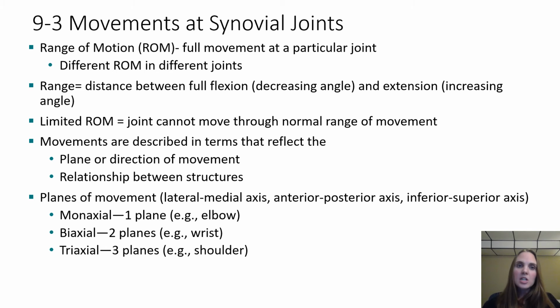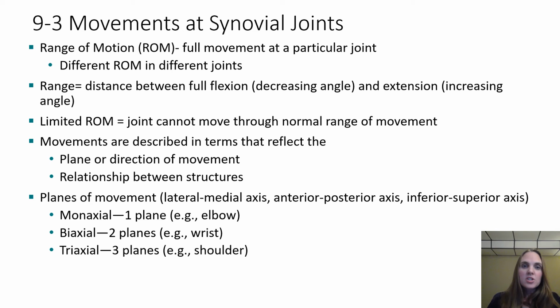When we say range, we mean the distance between full flexion, which means a decreasing angle. So if I'm looking, say, at my elbow, and this is the angle that I'm measuring, flexion, we're decreasing that angle, and extension, we're increasing that angle.